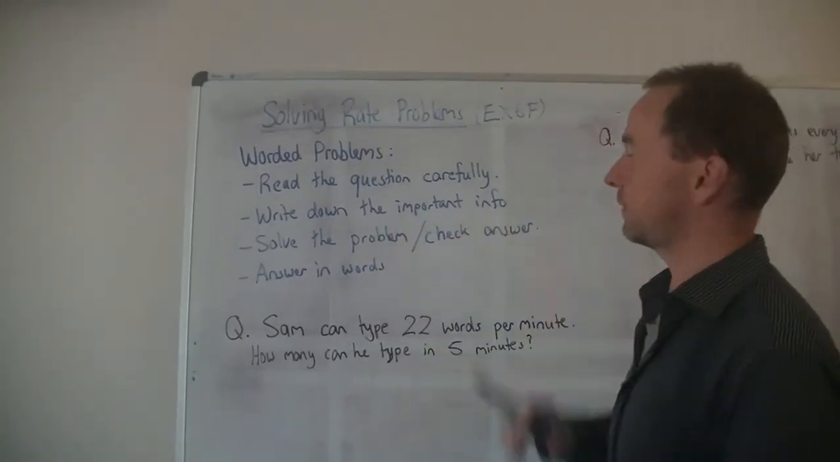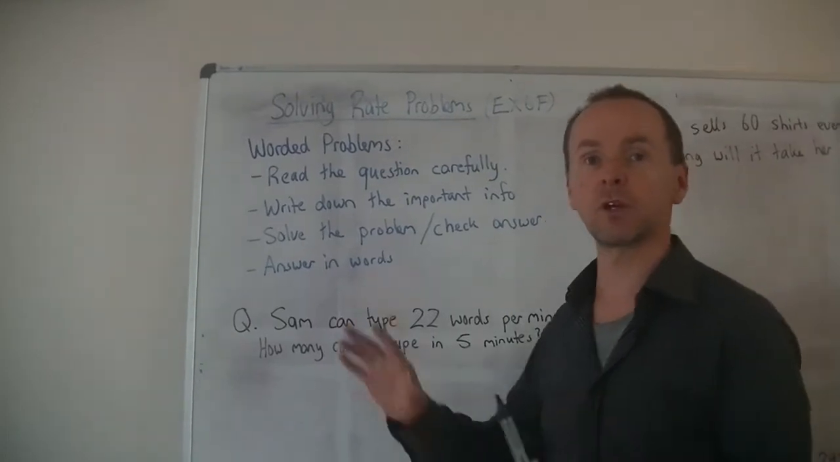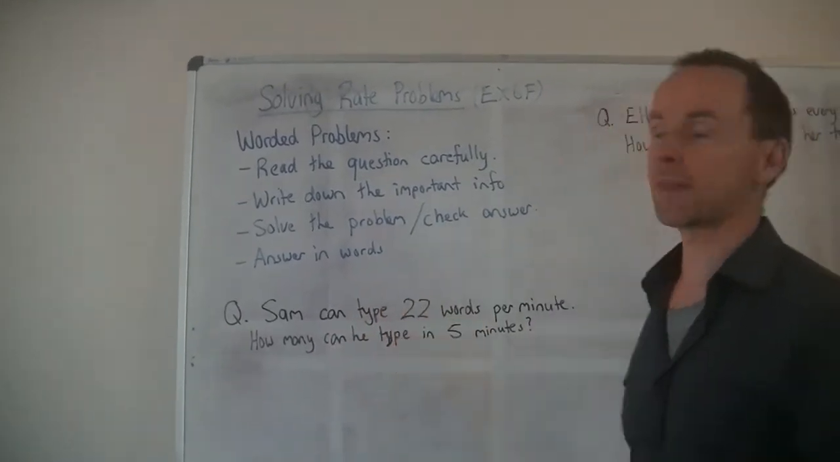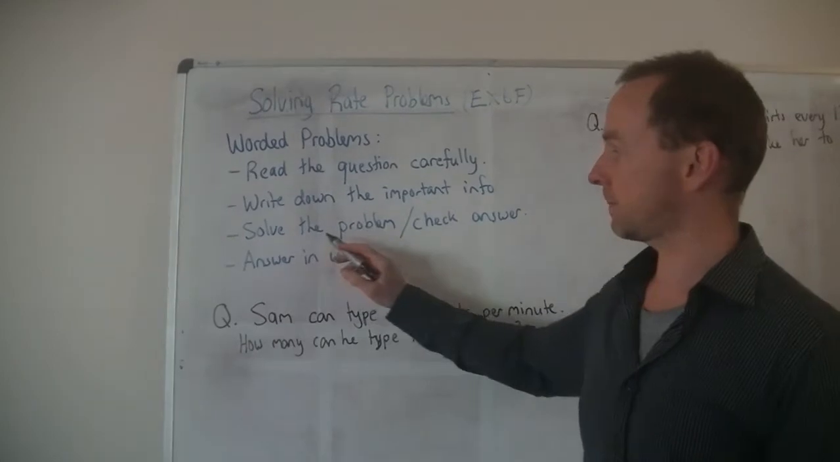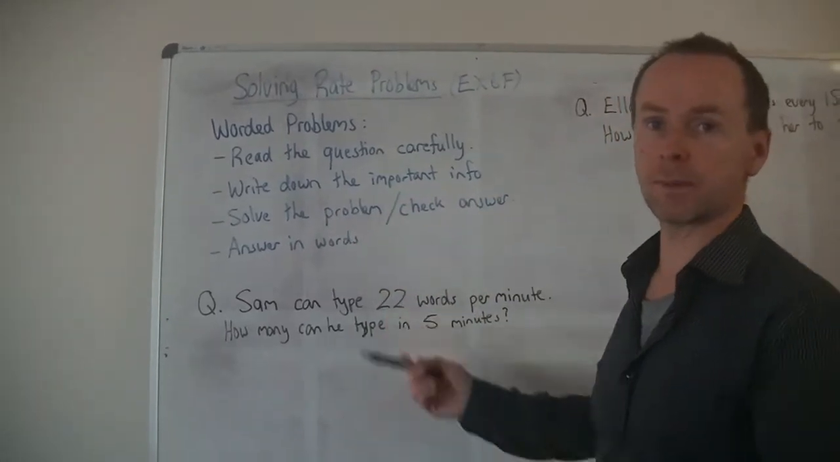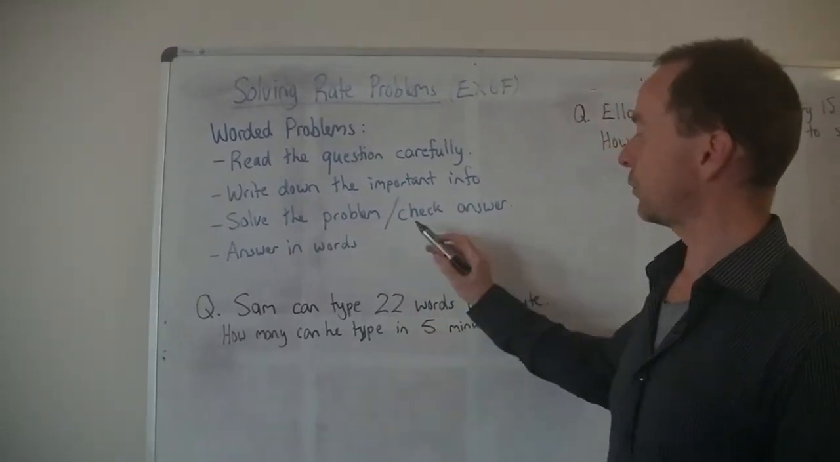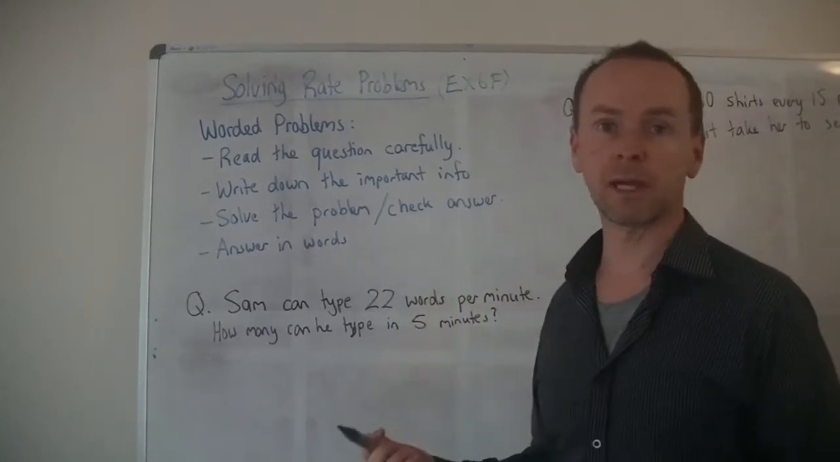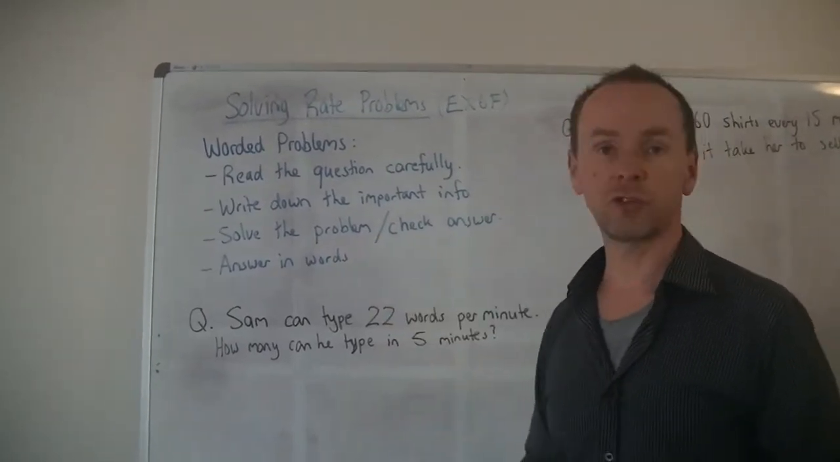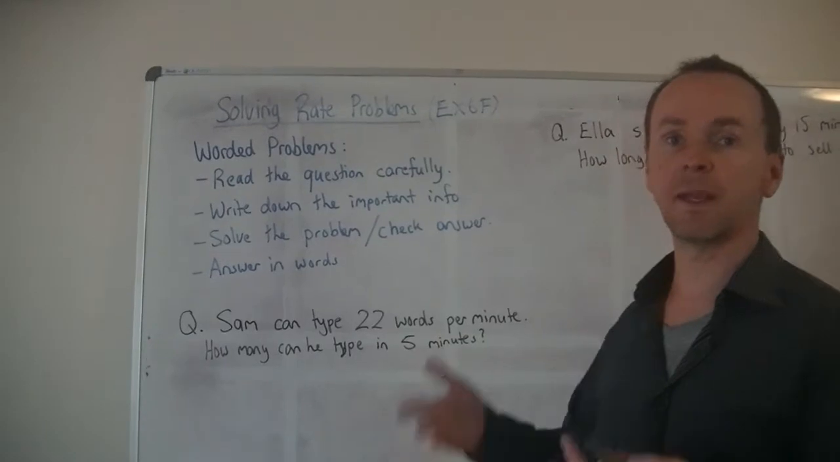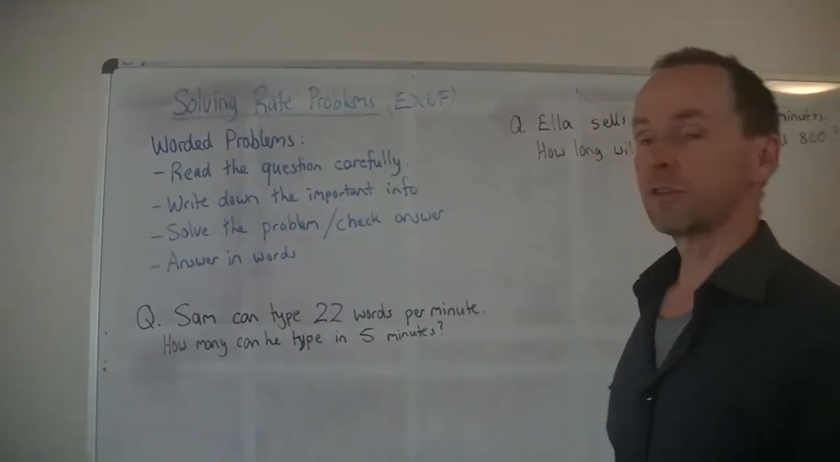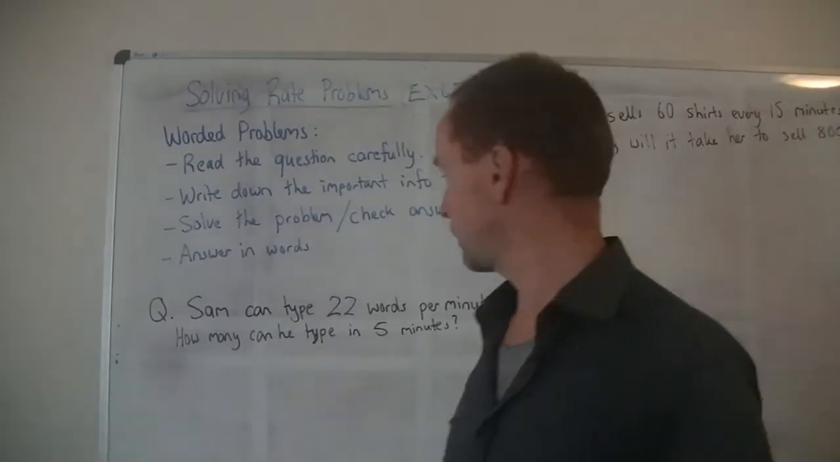Write down the important bits of information from that. So get rid of a lot of the words and just turn it into a maths problem. Solve the problem using the skills you've got, whichever method that you're going to use, and also check your answer to make sure it's a sensible answer, and then answer the question in words. If it's asking you a certain thing, answer the question in words. So I've just got a few examples here that I'm going to go through with you.